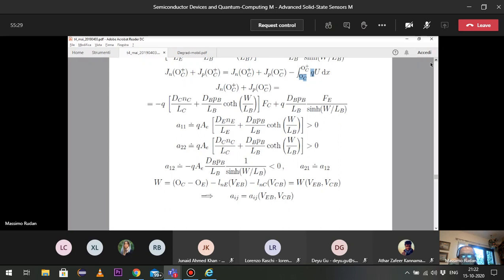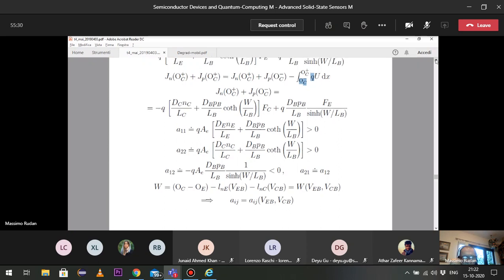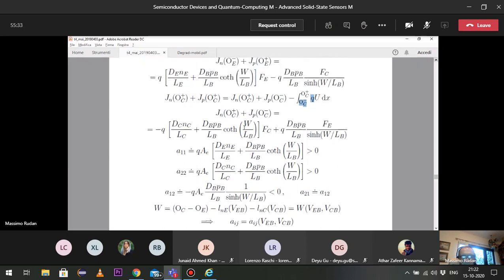One question: do these terms A11, A22, A12, etc. depend on the bias? The answer is yes. They do depend on the bias because they contain W. W is the extension of the neutral region of the base.